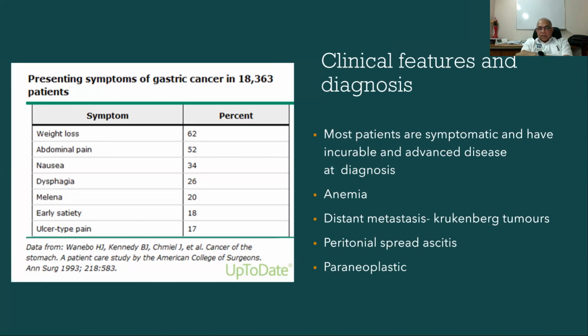symptoms that are seen. Like I said, most patients, when they come to hospital, are very symptomatic and have mostly incurable and advanced disease at diagnosis. Anemia is a common finding at that time. And many patients have distant metastasis at presentation. Women have Krukenberg tumors. Men have peritoneal spread and ascites. And sometimes we can see paraneoplastic manifestations as well.